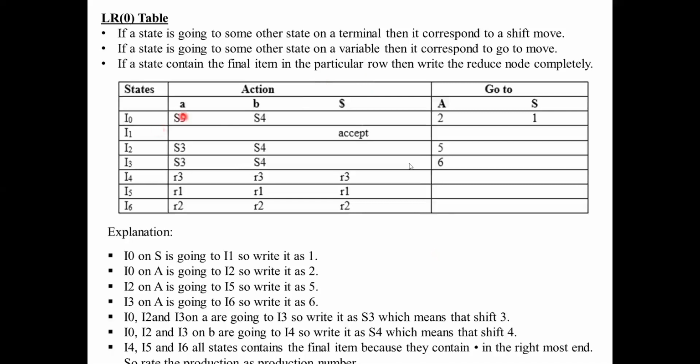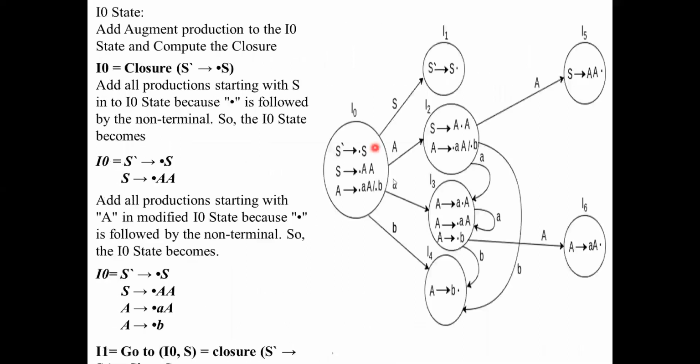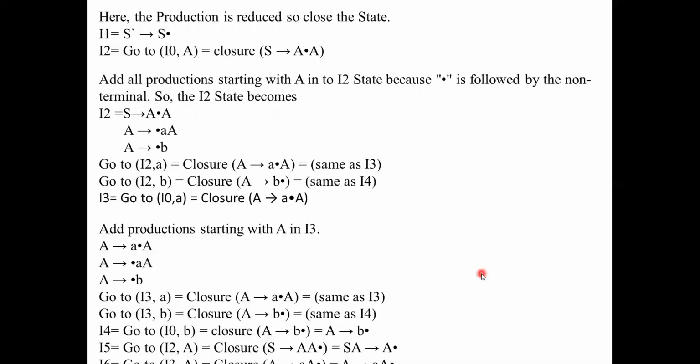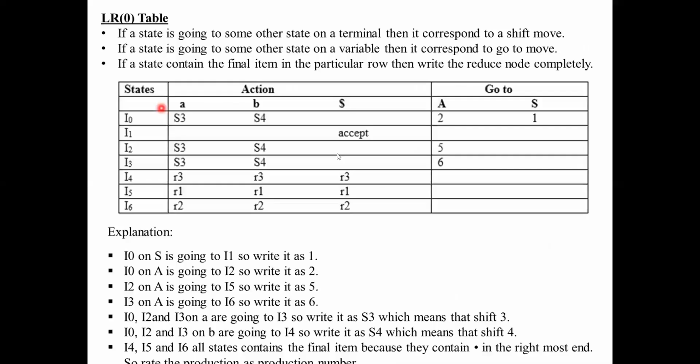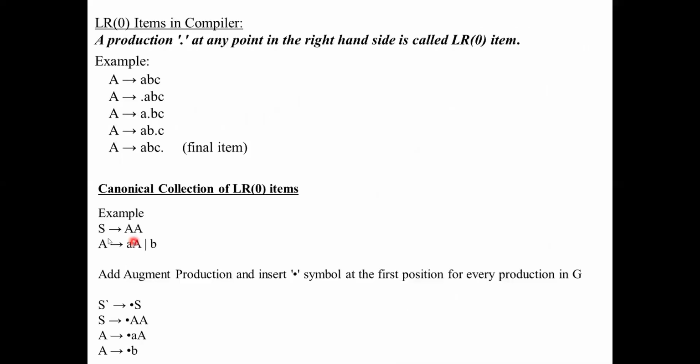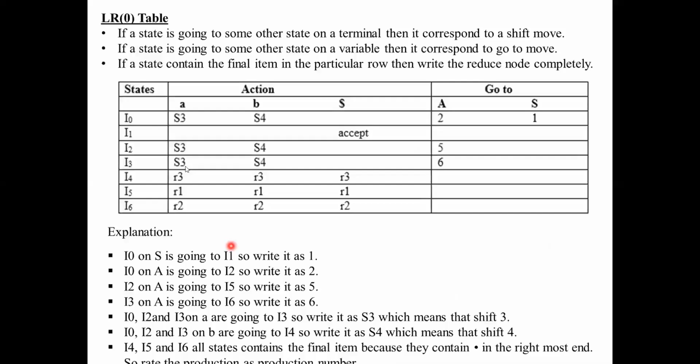So take care for this part. Okay, so each and every state is written down here. So the total states are I0 to I6, it means 7 states. And what are the terminals and non-terminals? So check this grammar. Terminal symbols are a and b and dollar, and non-terminals are S and A. We don't consider this augmented grammar, we consider this grammar only. Okay, so a, b, dollar and A and S.